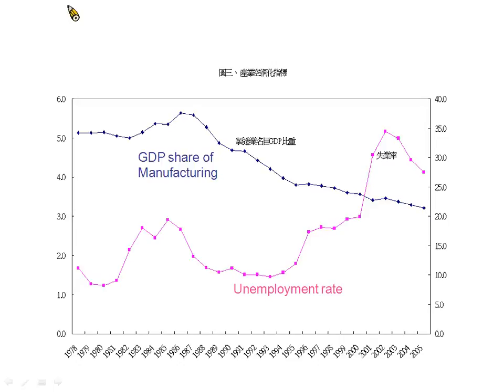How about the unemployment rate? Here, the share of manufacturing actually started to decline in the mid-80s, right? It already started to decline. But the unemployment rate did not start to increase until the mid-90s. Before the mid-90s, the unemployment rate actually declined, especially in this period. The manufacturing share was declining while the unemployment rate was declining at the same time.